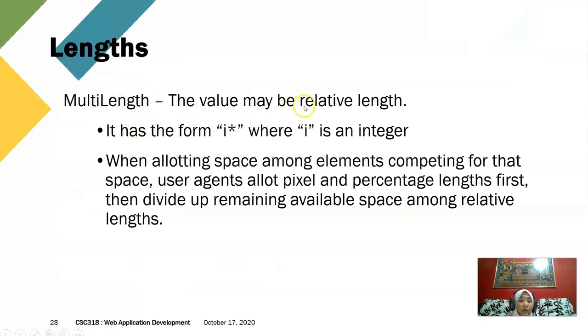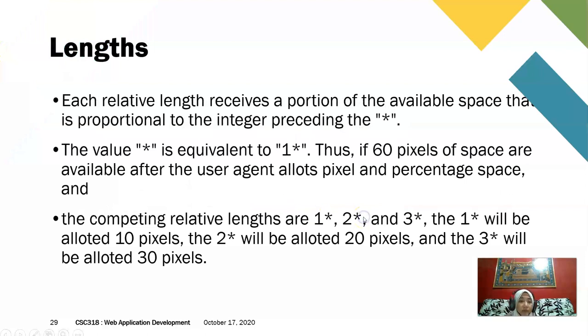So the value may be a relative length. It has the form I star, where I is an integer. When allotting space among elements competing for the space, user agents allot pixel and percentage lengths first, then divide up the remaining available space among relative lengths. So how can you use this one? This is the explanation.